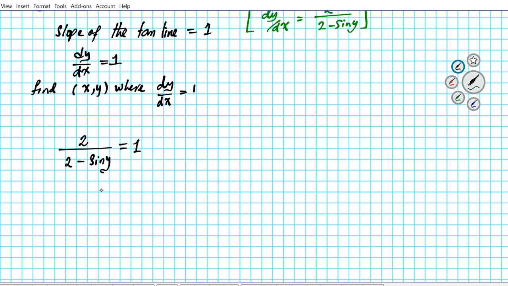So let's solve this equation, just a trig equation. Multiply both sides by 2 minus sine y. We have 2 equals 2 minus sine y. Then we can subtract 2 from both sides, so we have negative sine y is equal to 0. Divide both sides by negative 1. We have sine y equals 0. And then to get y by itself, y is equal to the inverse sine of 0.